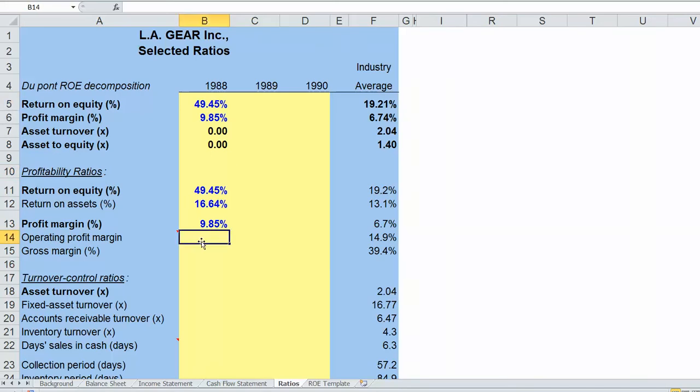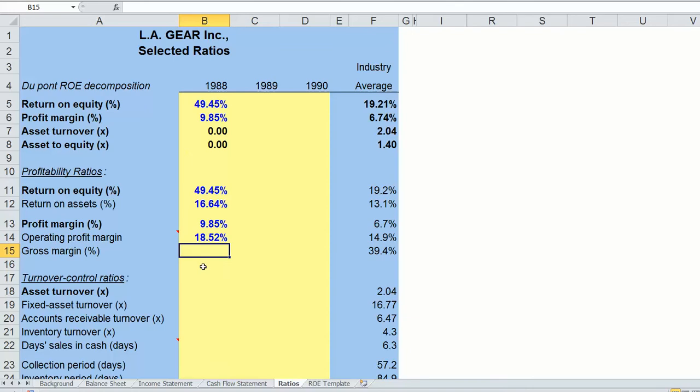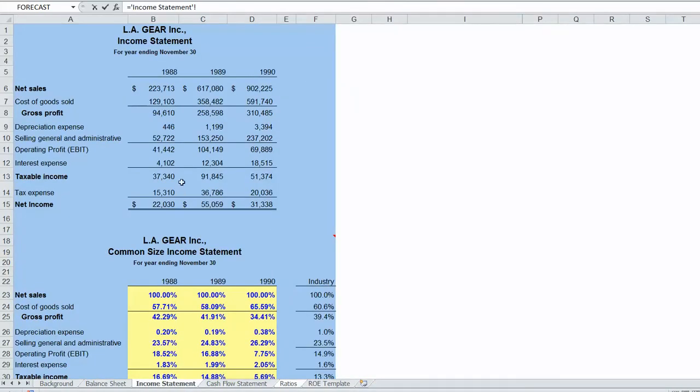Our operating profit margin then is simply equal to our operating profit on our income statement, operating profit or earnings before interest and taxes, divided by sales. Our gross margin or gross profit margin equals our gross profit, income statement, divided by sales.